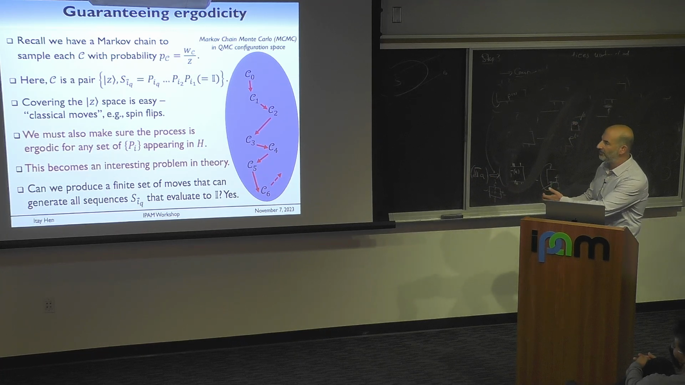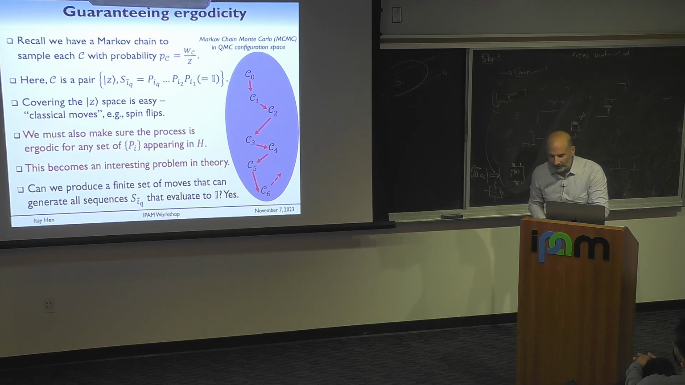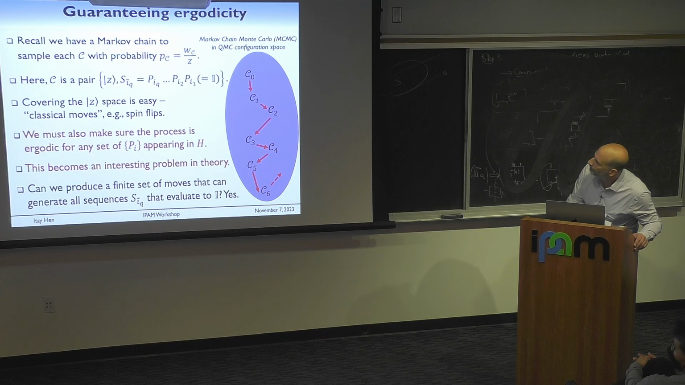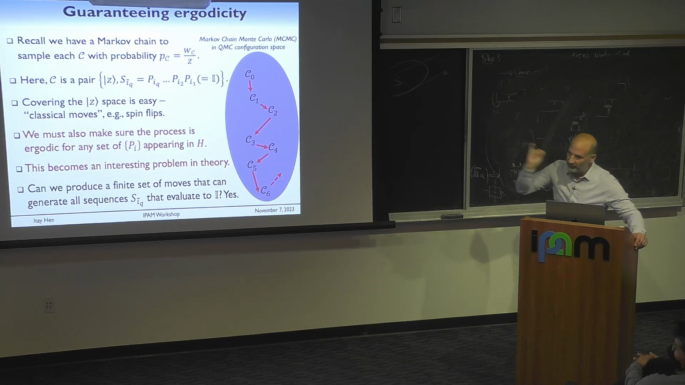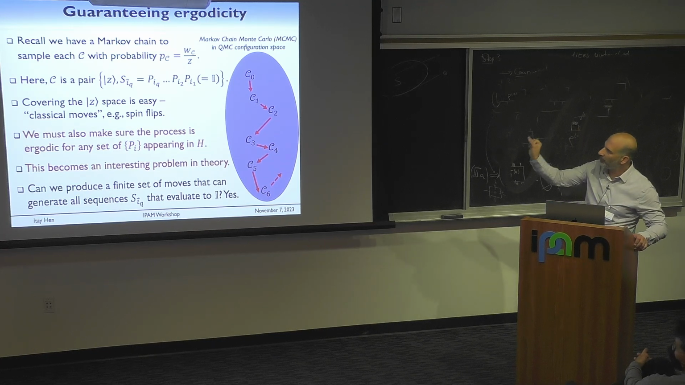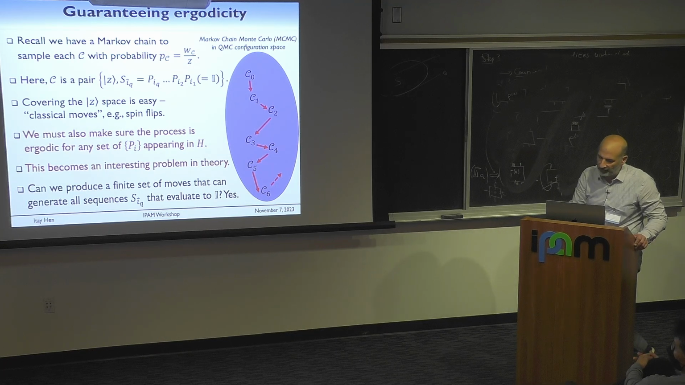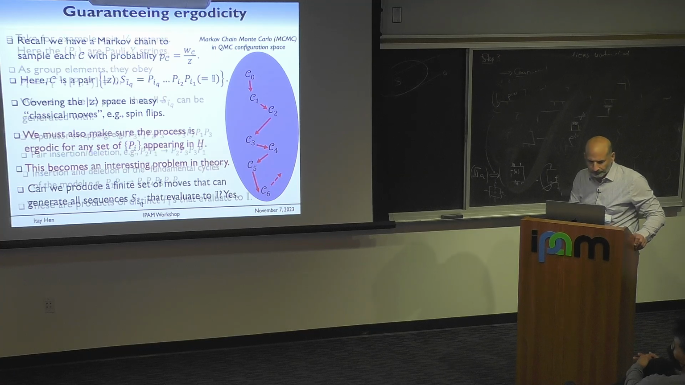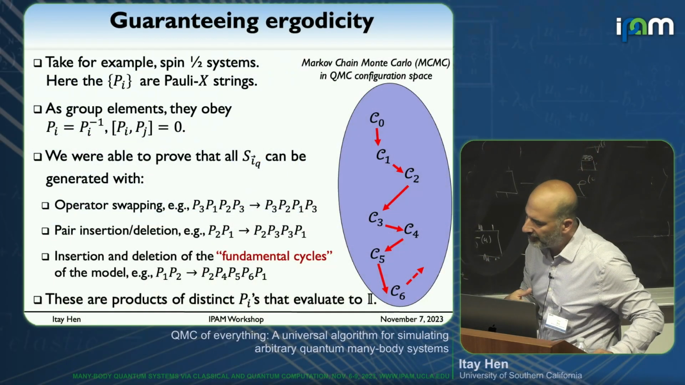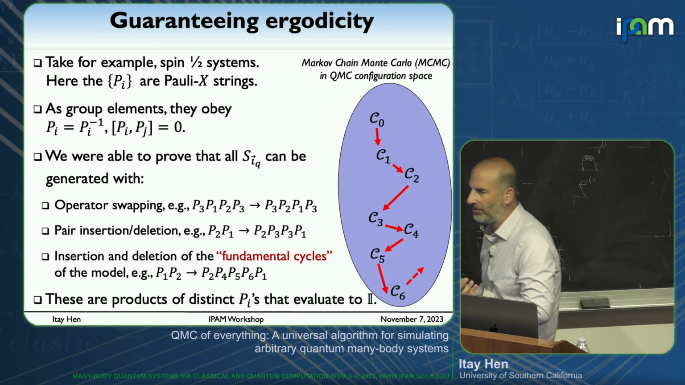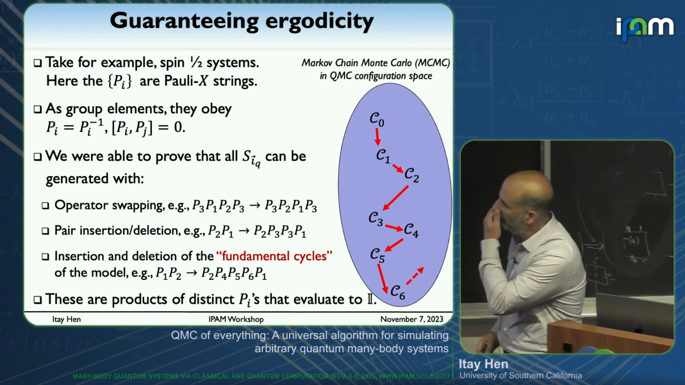I don't know what the p's are going to be, but how can I figure out a set of moves that can cover all the quantum dimension space? The product of p's is like the quantum part. It's the imaginary time portion that I need to be able to cover successfully. And so the proof itself is not complicated. I just want to give you an example because I think it's better this way.